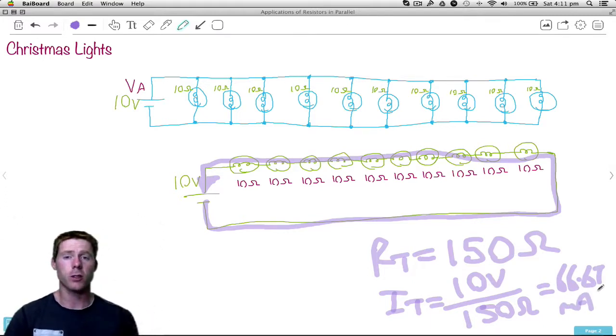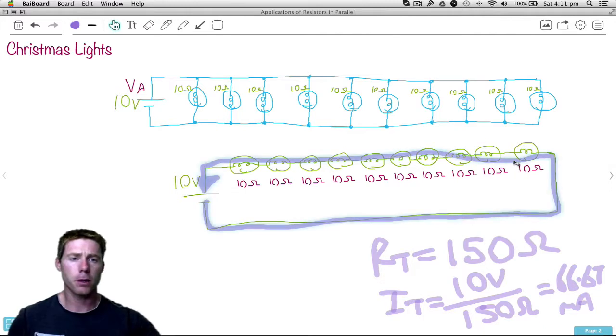If there's less current in the circuit, the light bulbs are not as bright as they were before. So just by adding more light bulbs, you're actually causing them all to be not as bright as before. So that's a bit of a problem.